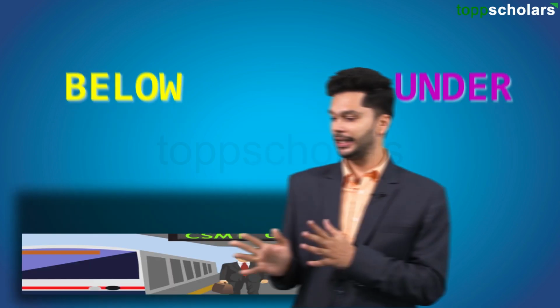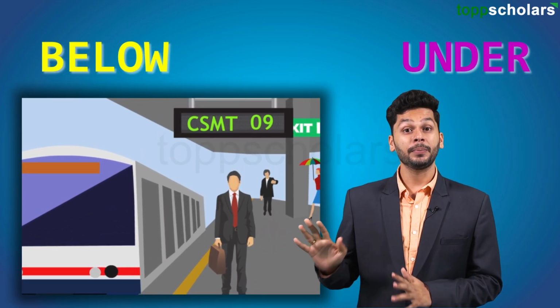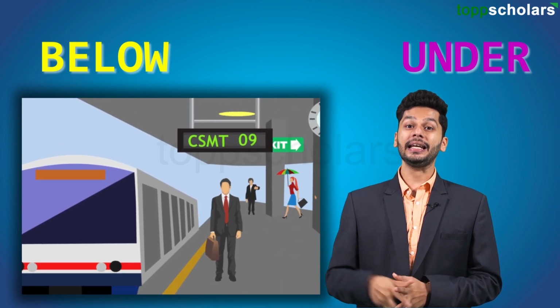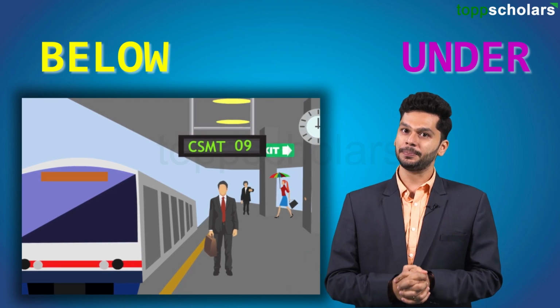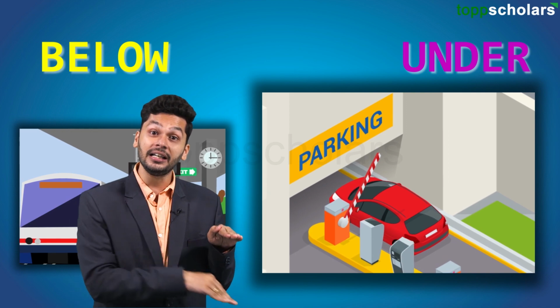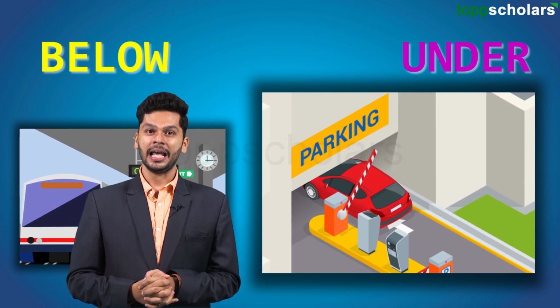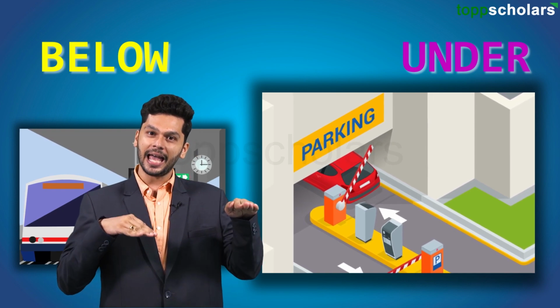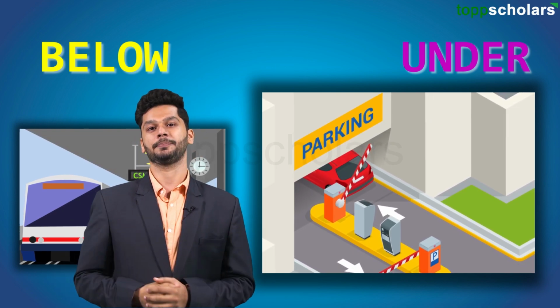Now let's look at the difference between below and under. Let's look here. We can say the person is standing below the indicator. By saying so, we are indicating the downward direction in which the person is standing. But here we can say that the car is parked under the building, by which we mean the area that the entire building covers. The building has a parking where the car is parked.